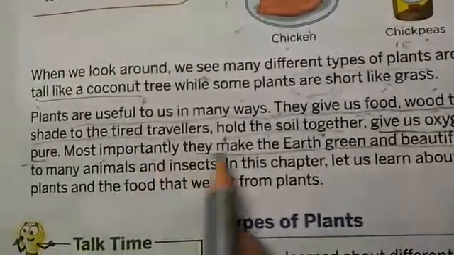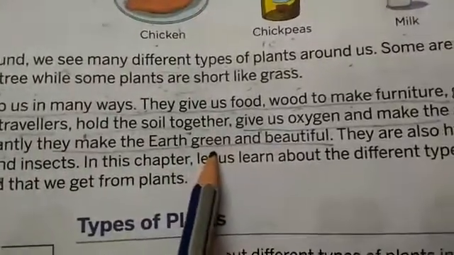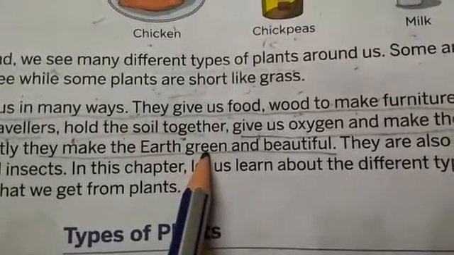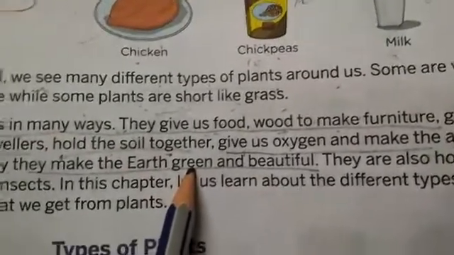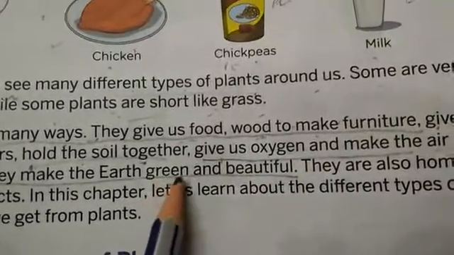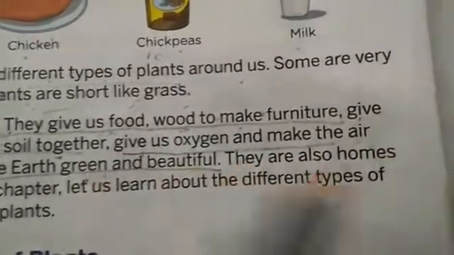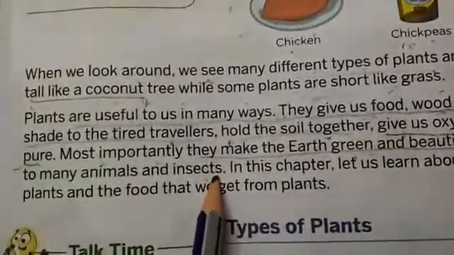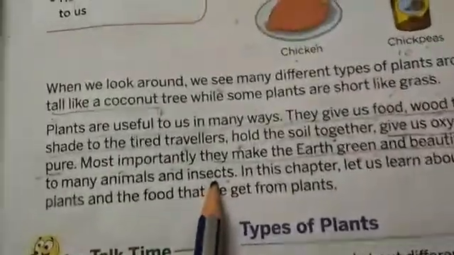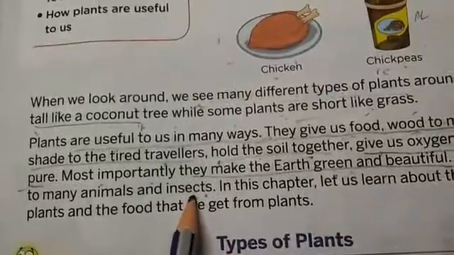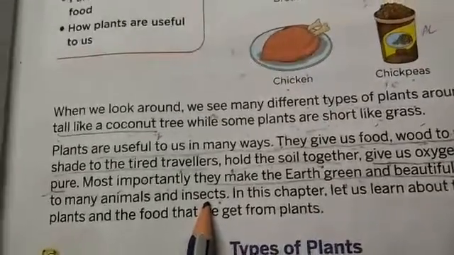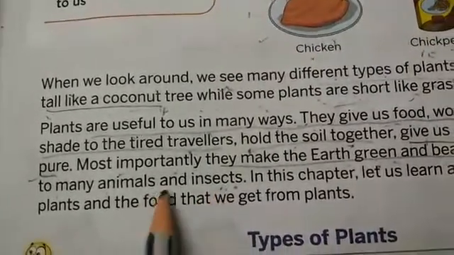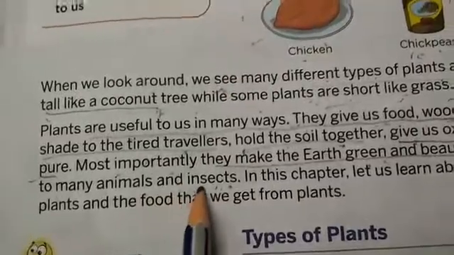Most importantly, they make the earth green. Plants make the earth look beautiful. They give us fresh air. They give us oxygen. There are so many qualities in a plant that are useful to us. They are also home to many animals and insects. Tired animals sit down. Birds make nests on the tree. Insects also make their house under the tree, like the ant. The woodpecker makes a house.